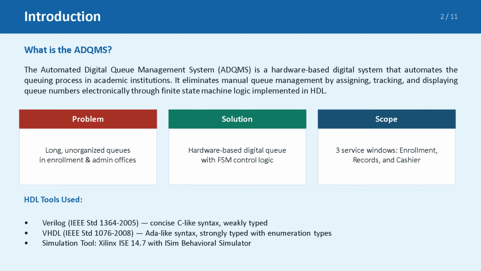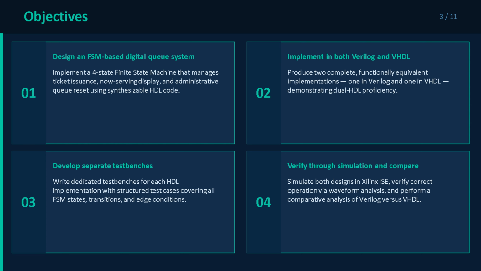Academic institutions frequently experience problems with long, disorganized queues in enrollment, records, and cashier offices. Our project addresses this by designing a hardware-based automated digital queue management system, or ADQMS. The system uses finite state machine logic implemented in hardware description languages to automate ticket issuance, service window management, and queue monitoring. Our project has four main objectives.